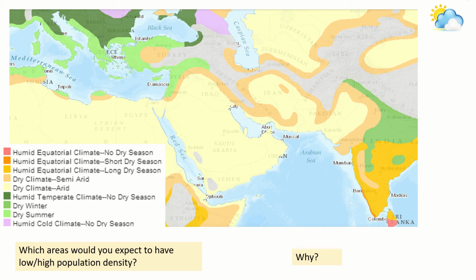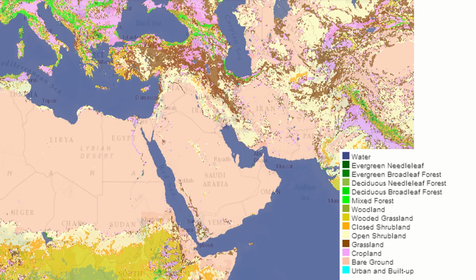Whereas if you've got sort of a dry and wet season, if you've got colder summers or only a dry winter like we have in Turkey here, there is a good chance that the population density will be a bit higher. Same idea here as well.